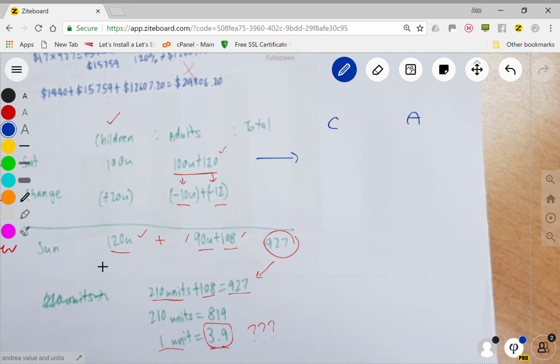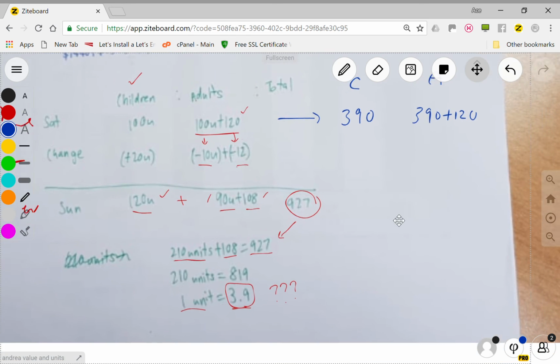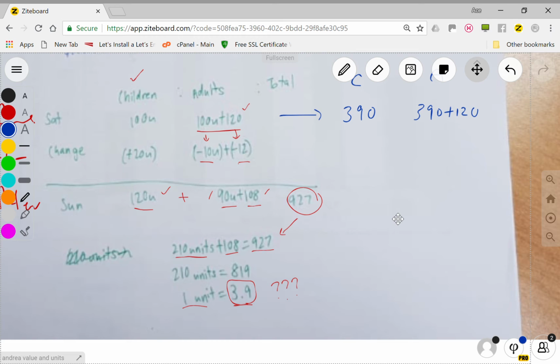This is a Saturday, so we continue from here. So this is 390, right? Because we take 3.9 times 100. And then the number of adults is 390 plus 120. Okay, then we can calculate. Let's look at Sunday first. So this is 120 units. So you've got to multiply.